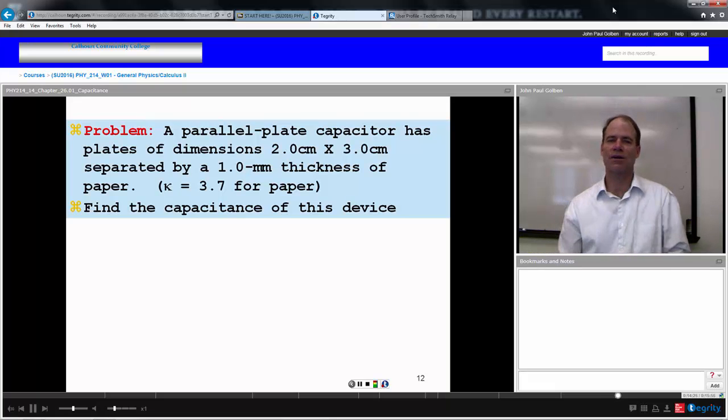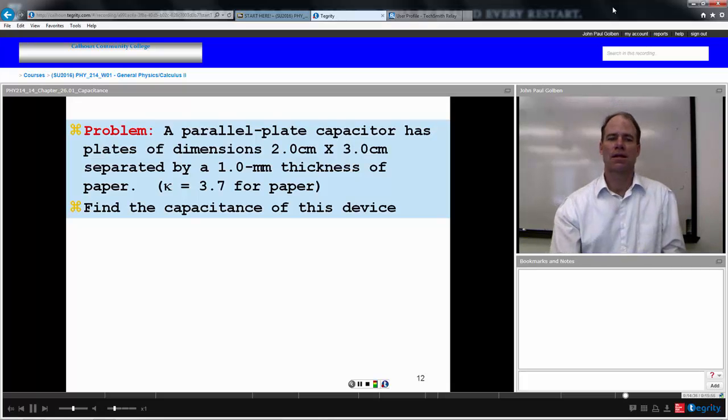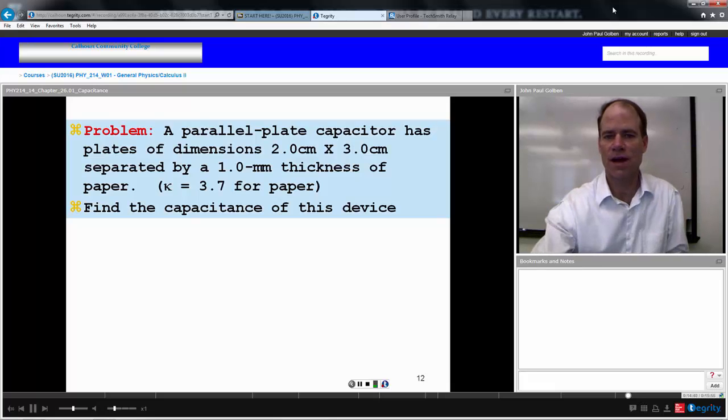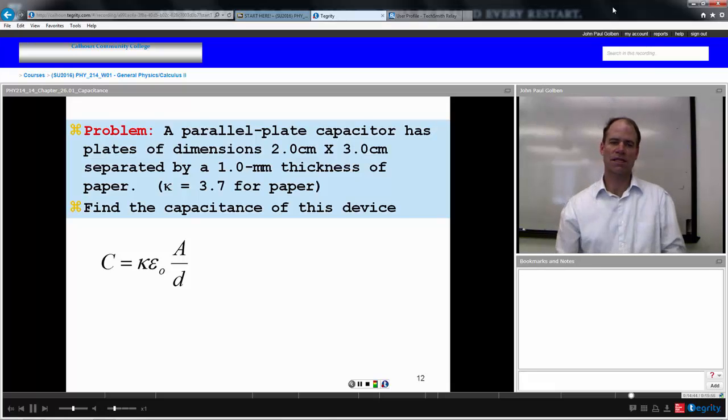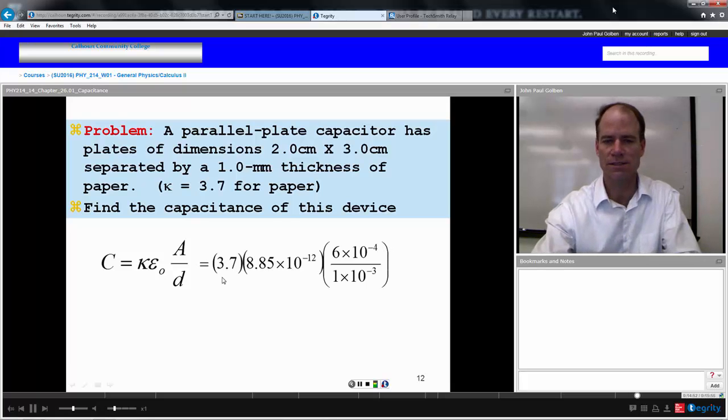Let's try this out. A parallel plate capacitor has plates of dimensions 2 centimeters by 3 centimeters, separated by 1 millimeter thickness of paper. The dielectric constant for paper is 3.7. Find the capacitance of this device. We have C is equal to kappa, the dielectric constant, epsilon naught, permittivity of free space, times the area over the separation distance.